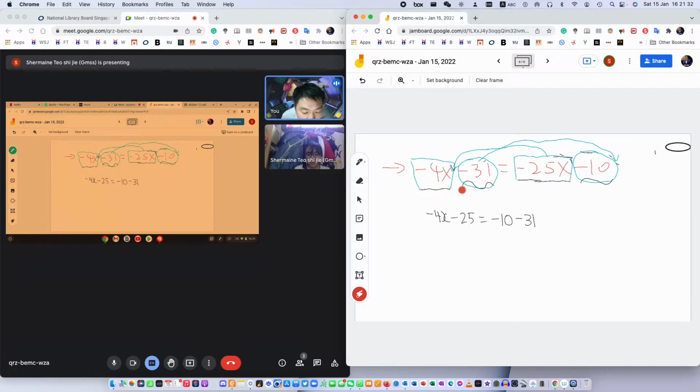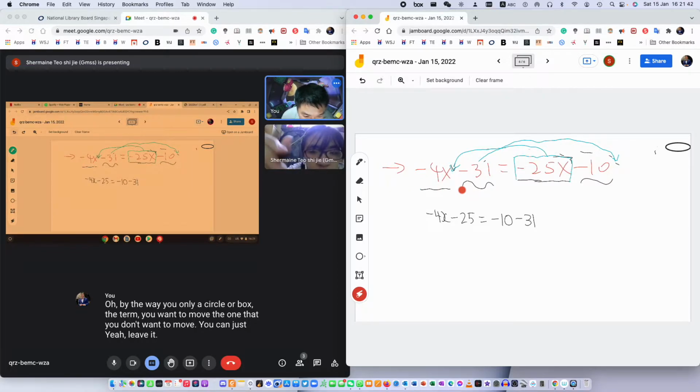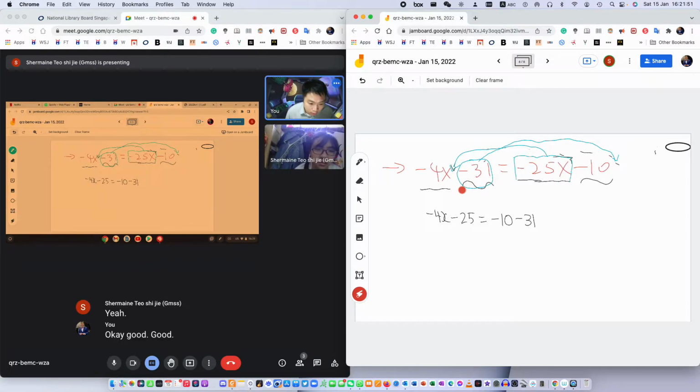By the way, you only circle or box the term you want to move. The one that you don't want to move, just leave it. So looks like you want to move the minus 31, right? Okay, good. So can you spot your mistake? Continue.